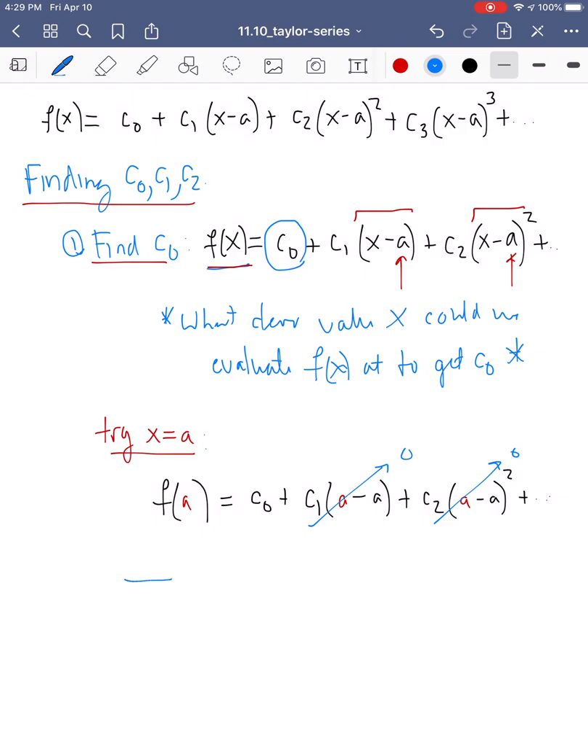So what we get is that C0 has to actually equal f evaluated at a. So let's hold on to this. At this point, we know one coefficient, that first coefficient, C0. And what we're hoping to do now is find C1, C2, and pick up on a pattern to find out that recipe. So let's go ahead and try to find the C1 term.